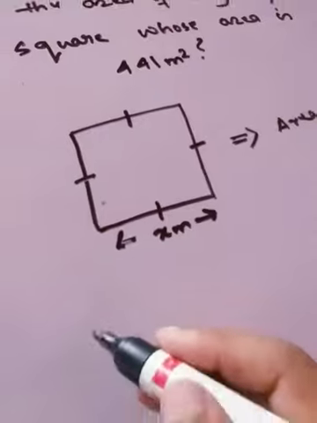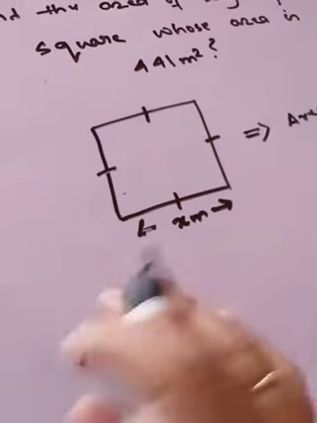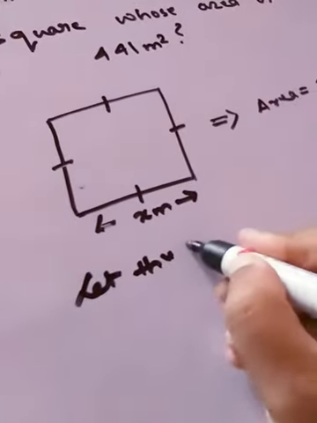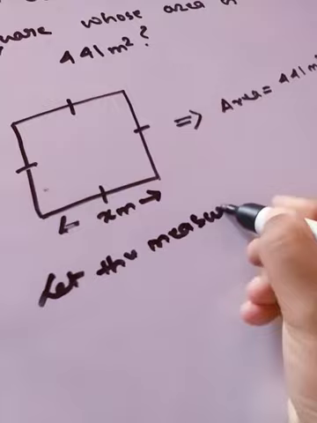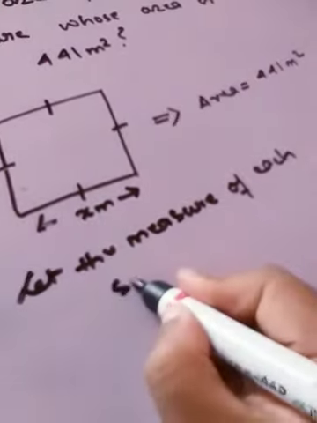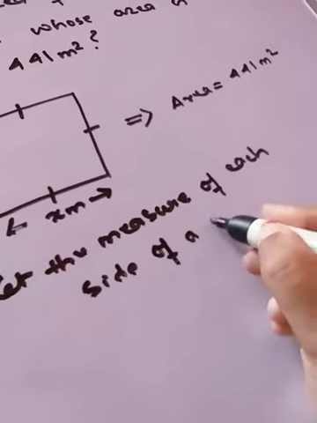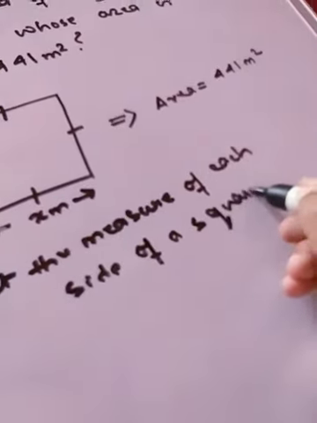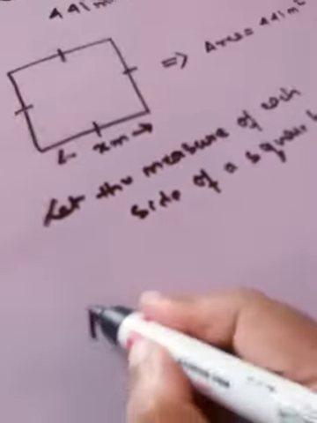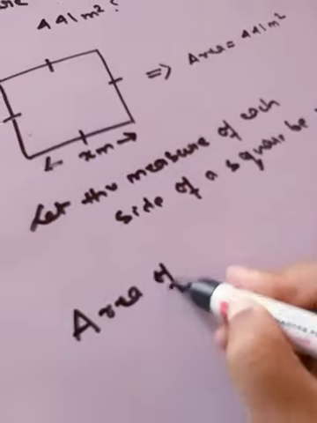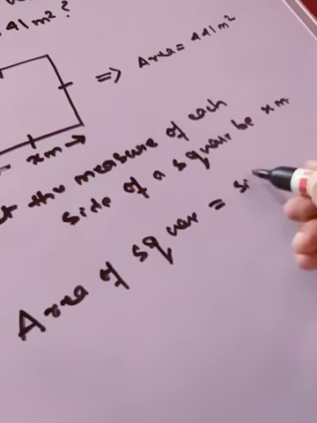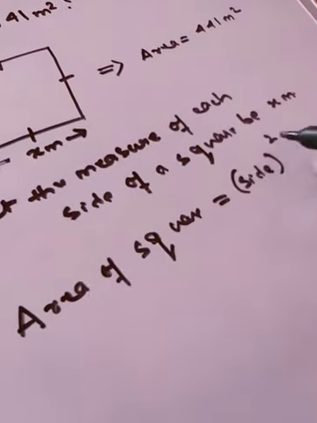Now, what is the area of a square we have learned, students? Now we have to write this first before we get on with the second line. Let the measure of each side of a square be x meter, isn't it? Now, what do we know about the area of a square? So, area of a square is what? What is the formula? Area of a square is side square, isn't it?